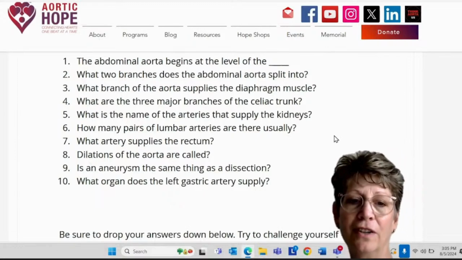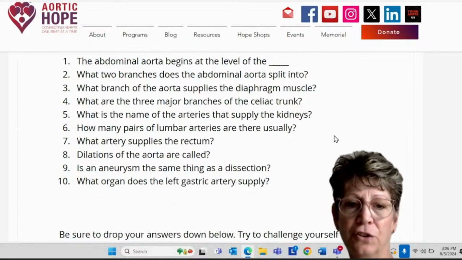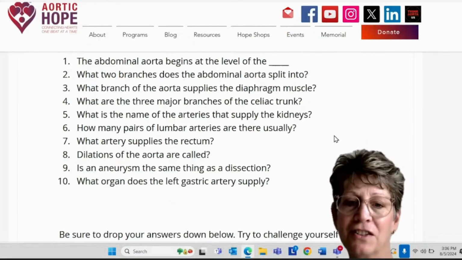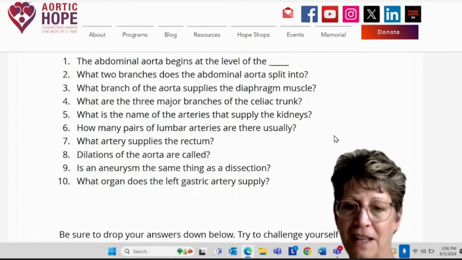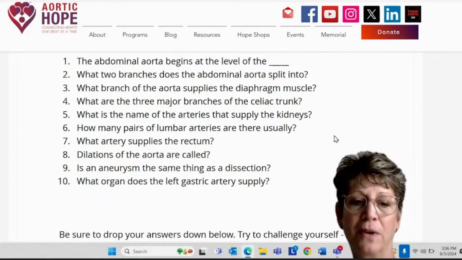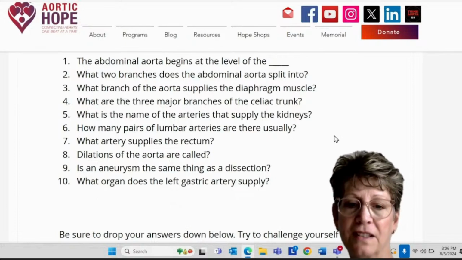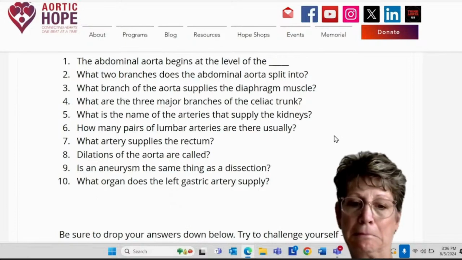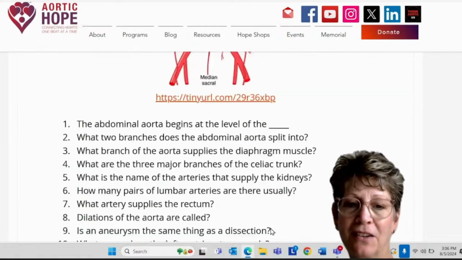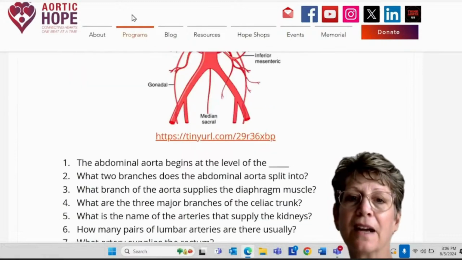How many pairs of lumbar arteries are there usually? Lumbar would be your back, and I think there's two. Right. What artery supplies the rectum? I don't know. Dilations of the aorta are called aneurysms. That has to be the answer. Is an aneurysm the same thing as a dissection? No, a dissection is when two of the layers pull away from the inside. And what organ does the left gastric artery supply? No idea. I thought the answers were on here when I looked at this earlier. The next tab? Yeah.